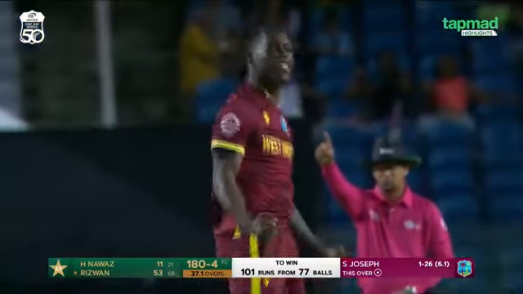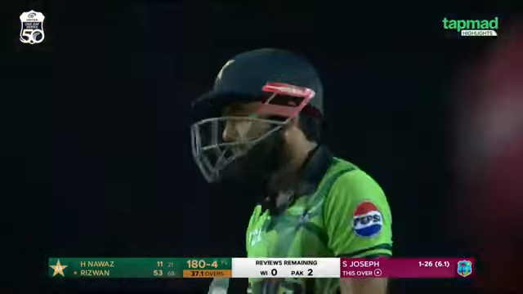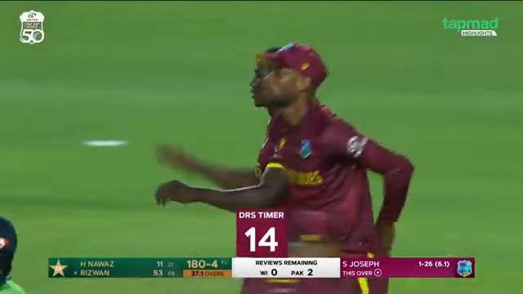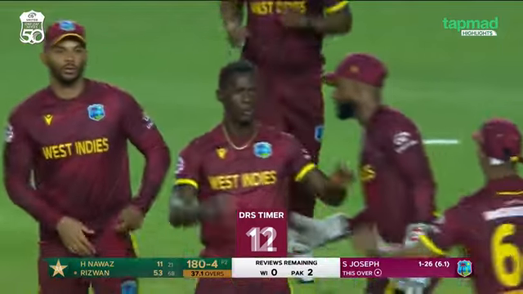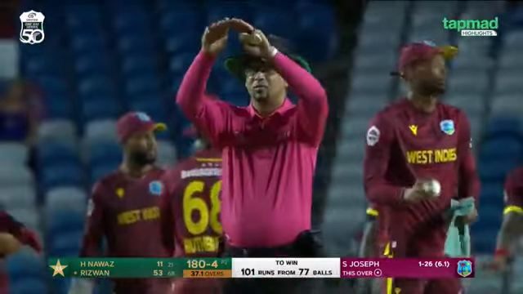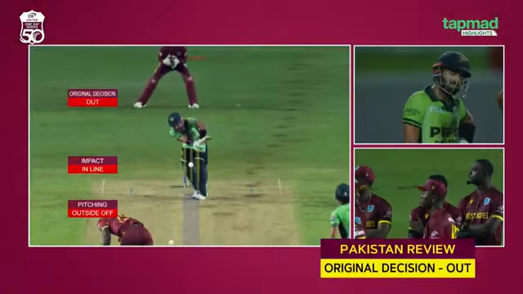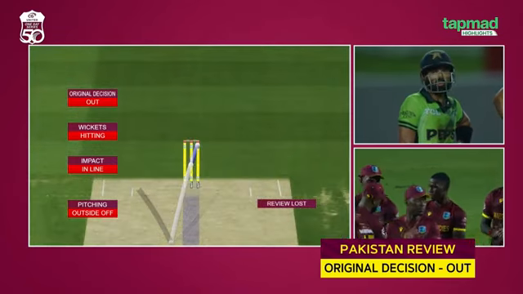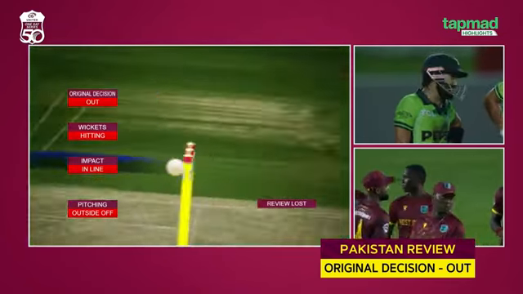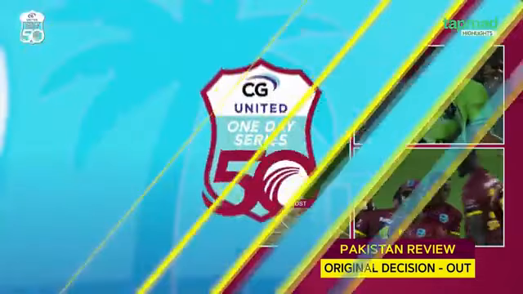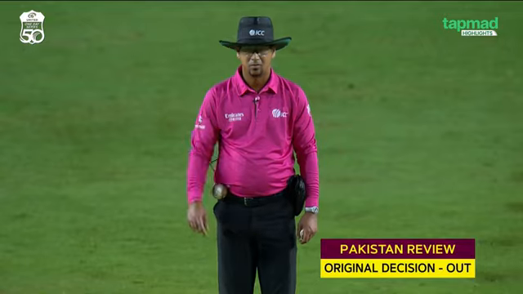Close, yes, the finger goes up. Shamar Joseph strikes. Will they think about a review? It hustled on to Rizwan, and they do review it. Original decision is out. Pitching outside, impact in line and wickets hitting. The umpire will be staying with the out decision. Stand by. You on screen signal out.